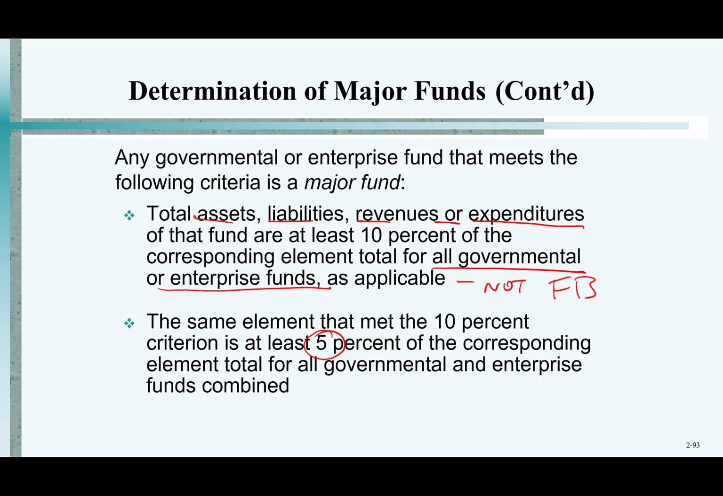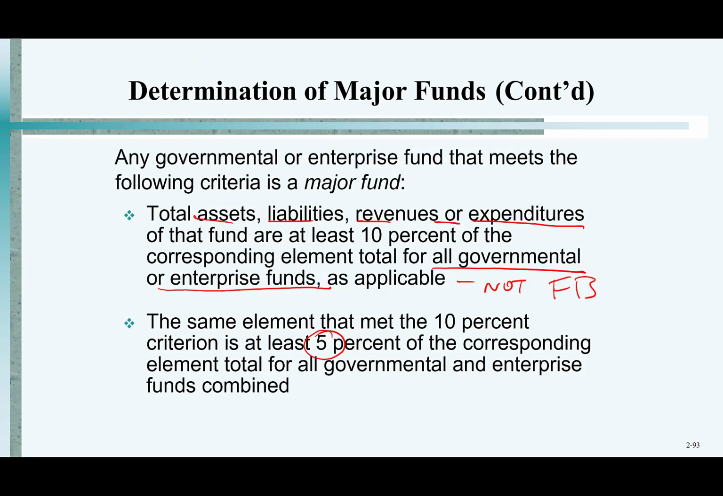Now, what financial statement items do we look at? Well, we look at assets, liabilities, revenues, and expenditures. So what's left? Fund balance and net position is all that's left that constitute the elements of the financial statements. We do not perform the 10% test and the 5% test on fund balance or net position.